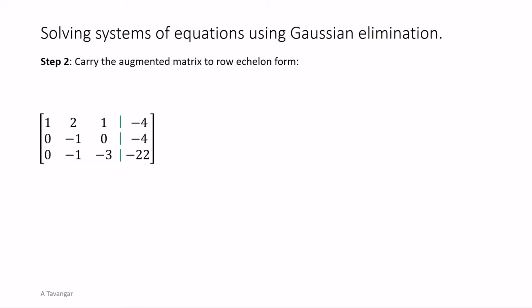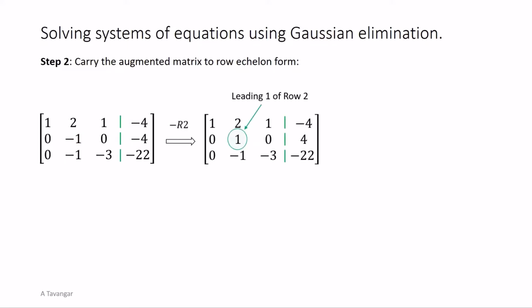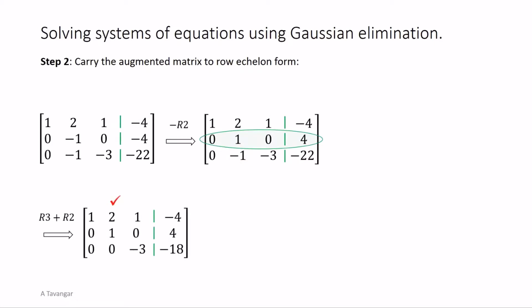We now move to the second column. The first entry of row 2 in this column is the leading entry of row 2, which in this case is -1. Similar to the previous step, we first make this number 1 by multiplying row 2 by -1. This is now the leading 1 of the second row. Next, we use this leading 1 to create 0 in the entry below it, which in this case is -1. This is done by adding row 2 to row 3. This completes the work on column 2.